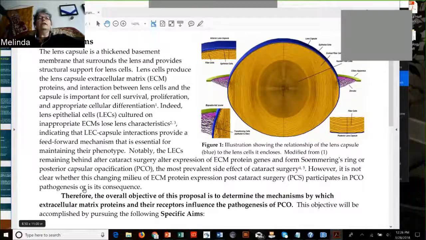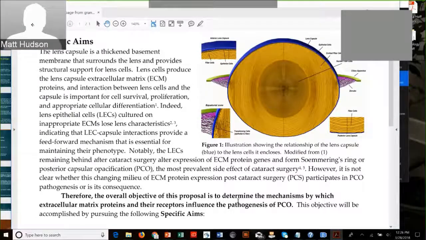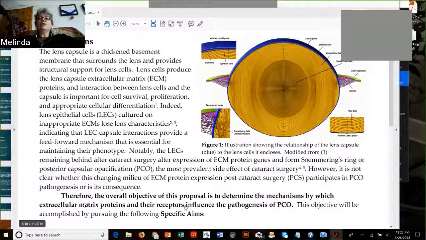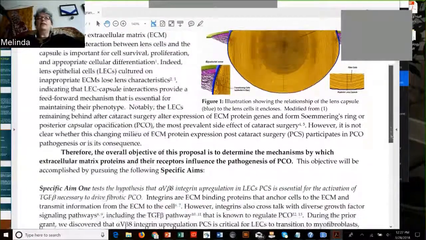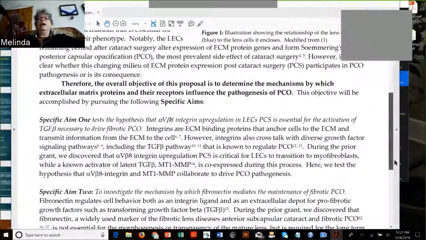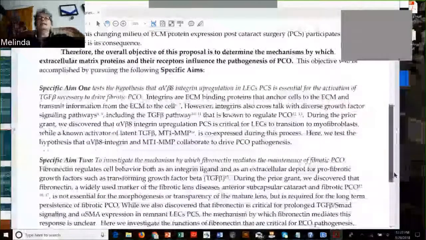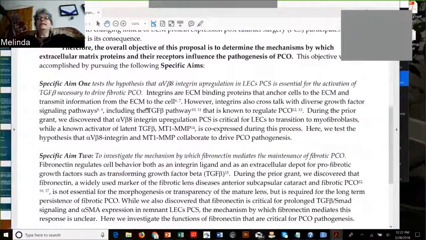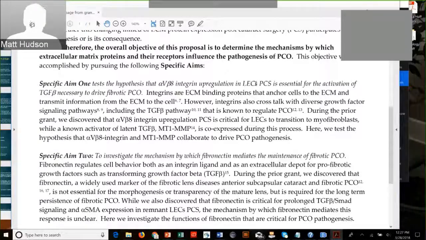So then I set out the overall objective, and my overall objective is to determine the mechanisms by which how cells communicate with their matrix influence the pathogenesis of the disease. Now, that then set up my following specific aims. This grant sets up my first aim stated like a hypothesis. So it tests the hypothesis that this protein is important to regulate this medical condition.